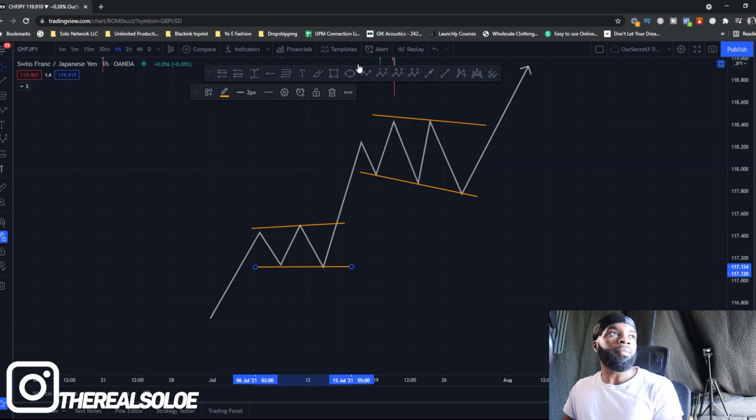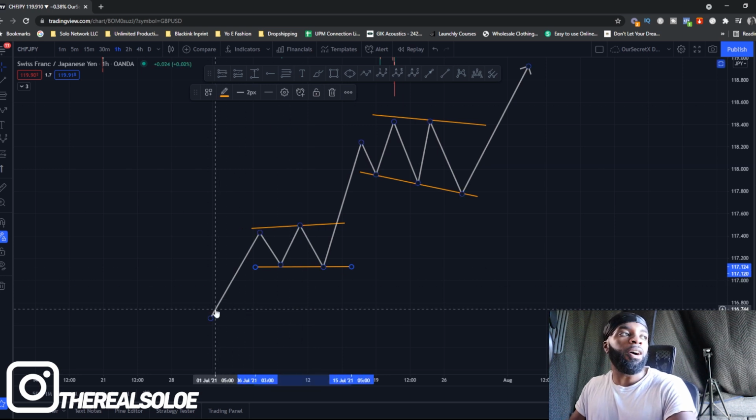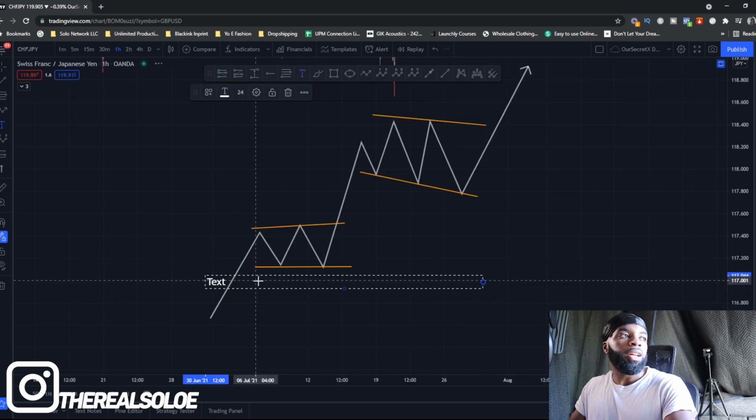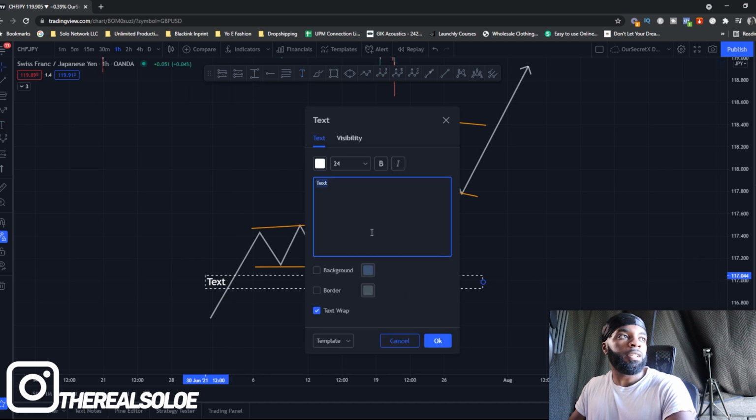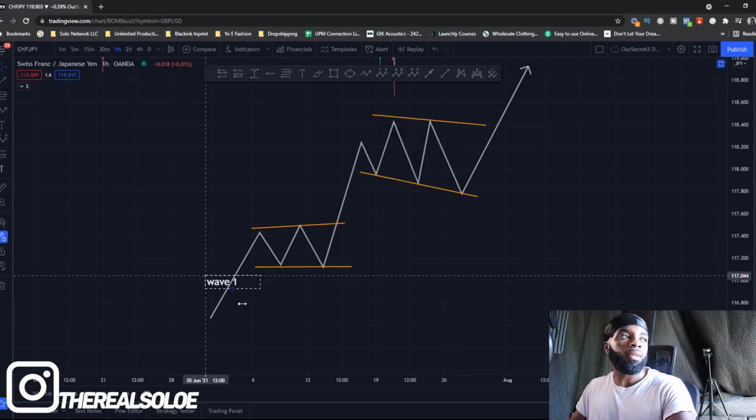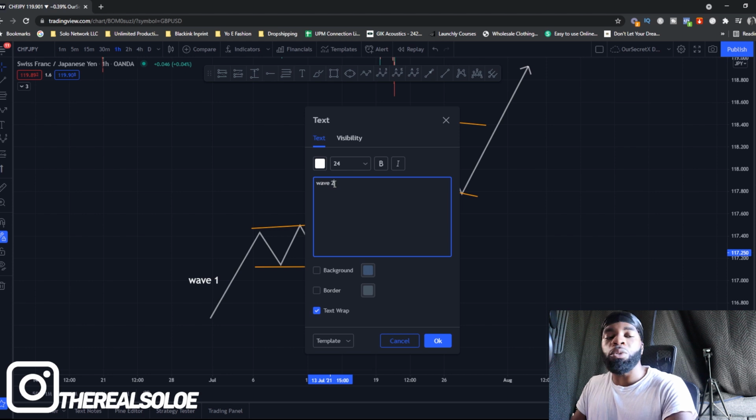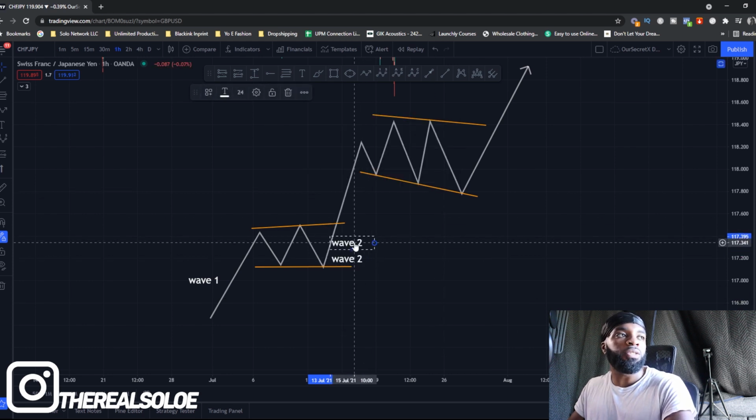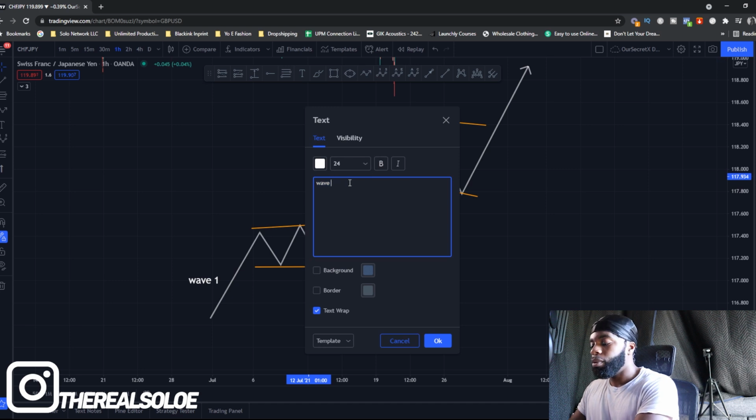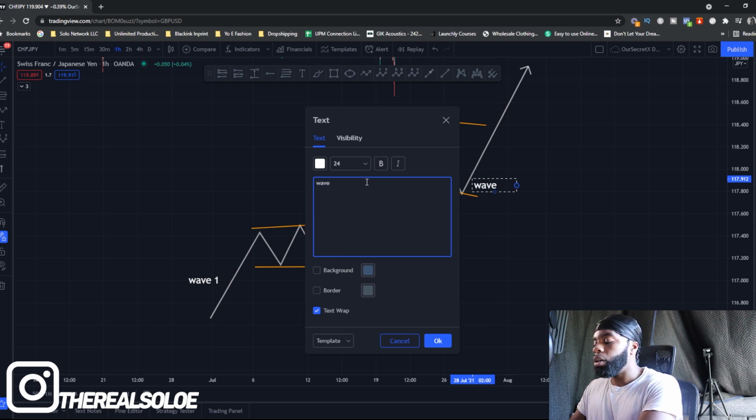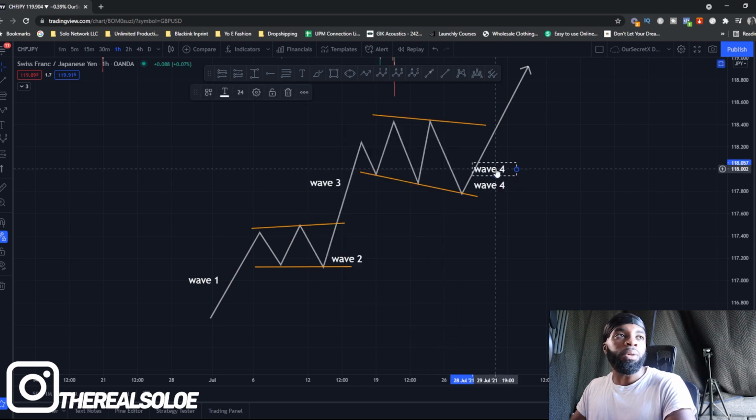So basically what ended up happening was we created a wave 1. Wave 1 is this impulsive wave right here. This is wave 1, right? Let me go ahead and use the text message. We're going to say wave 1. So this is wave 1 right here, right? Now wave 2 is going to be your corrective wave. After wave 2 has formed, you're going to get your next impulsive wave, which is going to be wave 3. And then after wave 3, you get your next corrective wave, which is wave 4. And then the final wave is going to be wave 5.